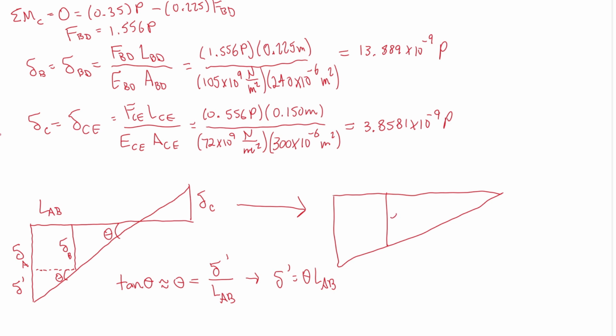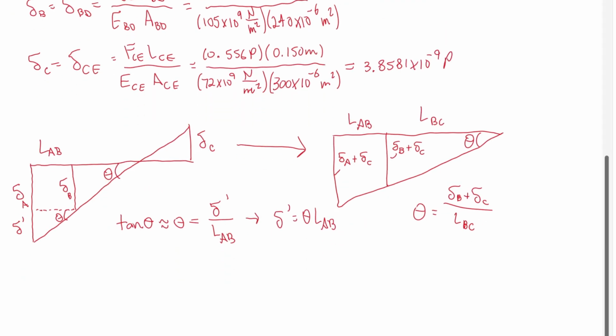So this here is going to be delta B plus delta C, and then this here is delta A plus delta C. And then we know that this is LAB and this is LBC. And then again, this is still theta. And so what we can actually do is we can find theta based on delta B plus delta C and LBC. And so again, since this is a small angle, we can use a small angle approximation again. And theta in this case is just equal to delta B plus delta C over LBC from that small angle approximation theorem.